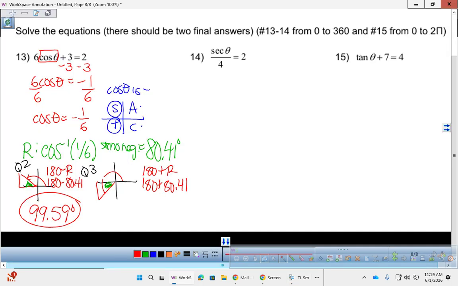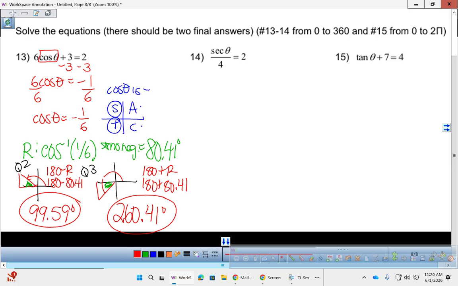260.41 is my second answer. I knew that in the beginning, when I picked my two quadrants, I was going to get one answer between 90 and 180, and I did. And I was going to get one answer between 180 and 270, and I did. Right? So just like that kind of stuff. Check.